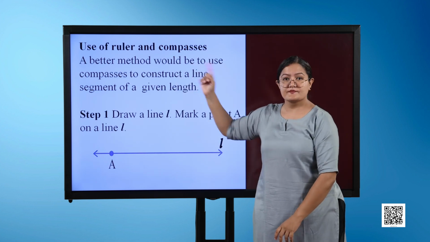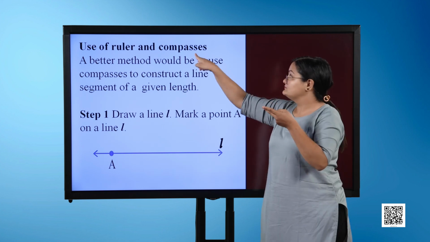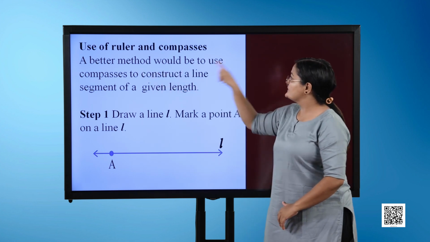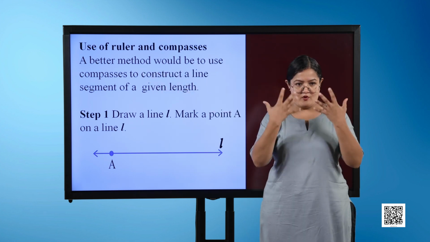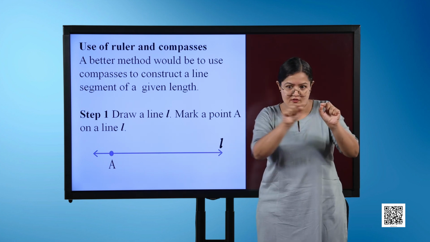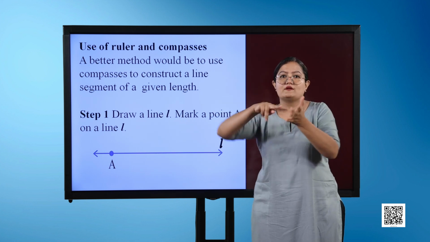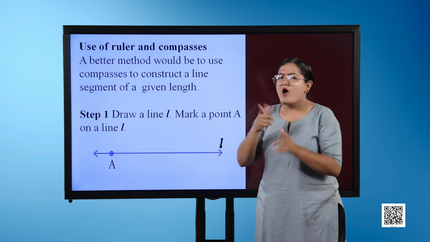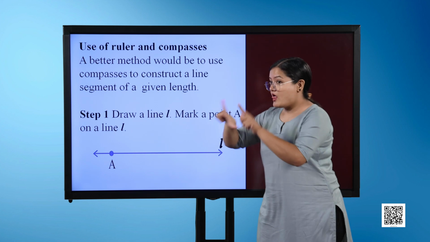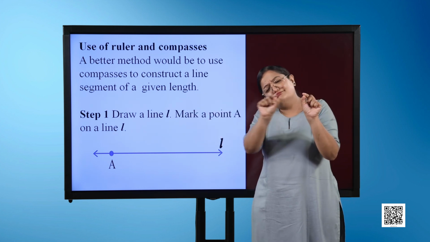Use of ruler and compasses. A better method would be to use compasses to construct a line segment of a given length. Step 1. Draw a line L. Mark a point A on a line L. We have the figure of this.